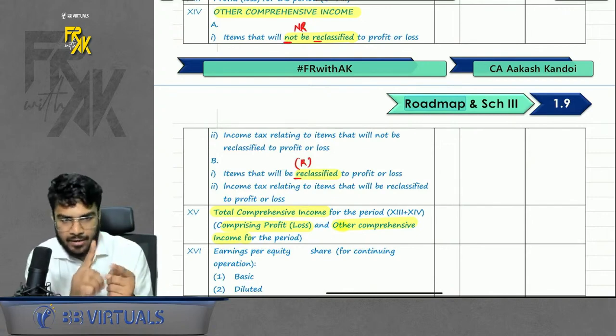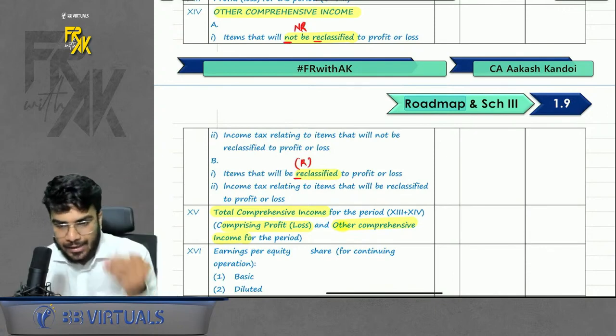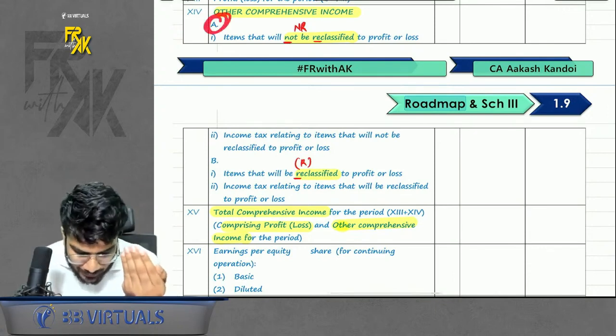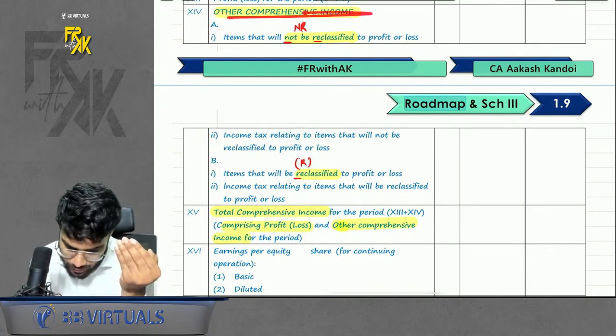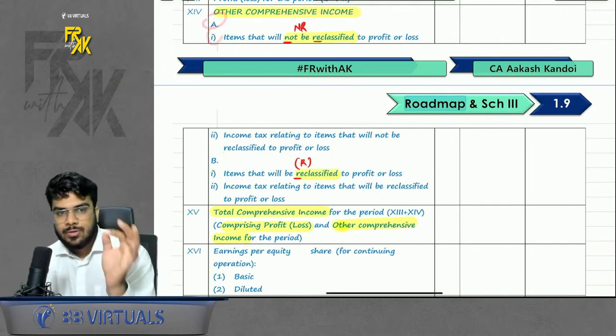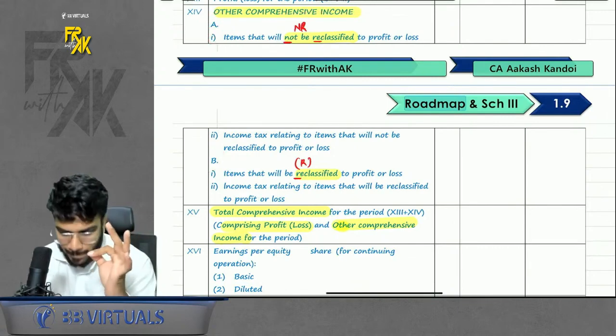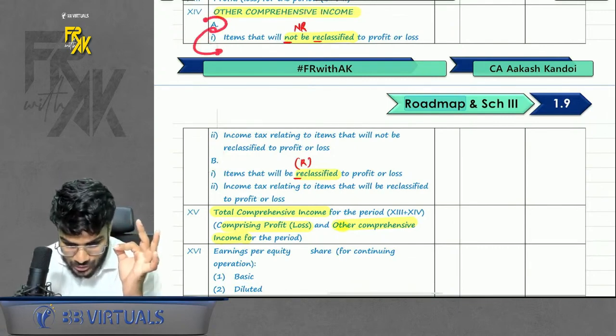You got the gain in year 1, some gain in year 2, some gain in year 3. So while booking the gain, where will it appear? In part A or in part B? In OCI also you have two parts now, A and B. Where will it appear? A or B? It was clearly mentioned that whenever you have a gain, you will book it in OCI NR. So whenever you are booking a gain, you will mention it in part A.